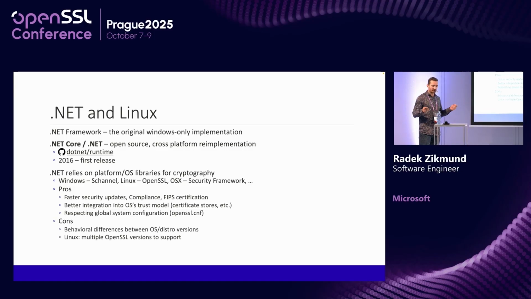It also has some downsides. One thing is that we are using different implementations everywhere, so we need to make sure that they behave somewhat consistently or similarly, because we provide a uniform API across all the platforms. So sometimes there are some gaps that we need to bridge. And it's even more apparent on Linux, where there are multiple OpenSSL versions that are supported at any given moment. Some distros are shipping, from today's perspective, 3.5, some are shipping 3.0, some are even still using 1.1.1. So we need to make sure that .NET can work with all of these.